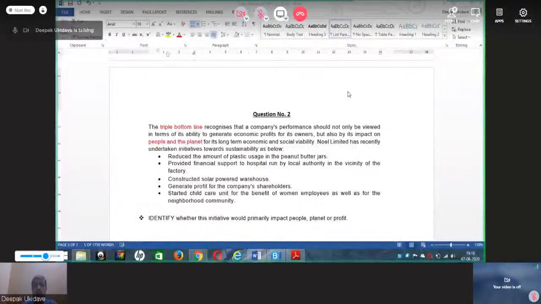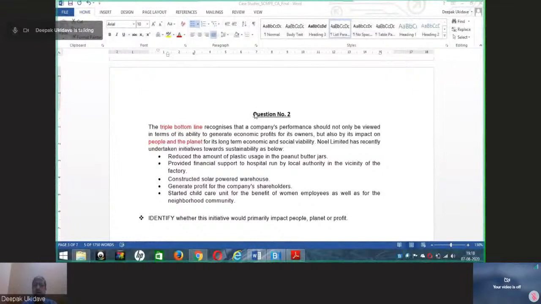Okay, so I'll read the case number 2, question number 2. The screen is visible for all of you. I have highlighted some of the words. The case is on TBL, triple bottom line. Triple bottom line recognizes that a company's performance should be viewed not only in terms of its ability to generate economic profits for its owners, but also by its impact on people and planet. So I have highlighted 2 words, people and planet. That is triple bottom line. So it's not only profit, but also people and planet.